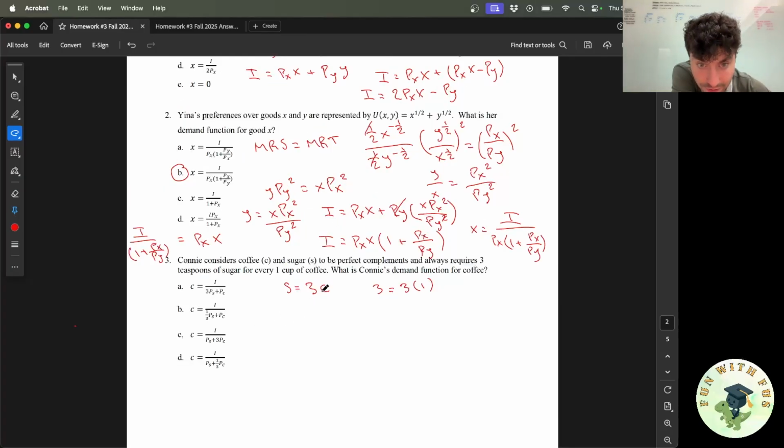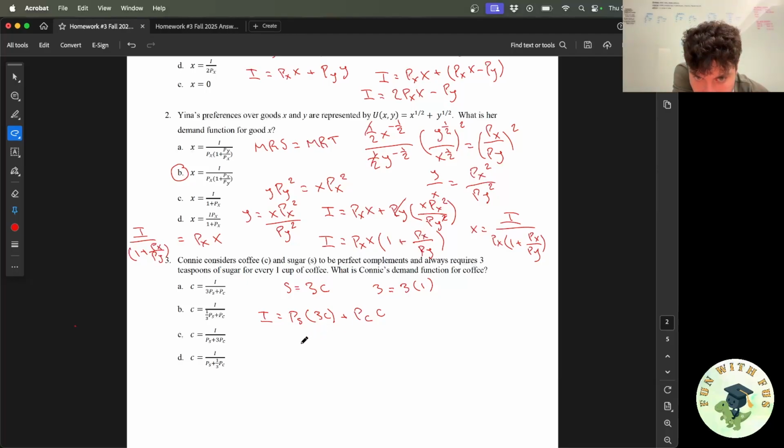But from here, we'll notice that we already have our S and C. We don't even need to go any further with MRS equals MRT type stuff. So I know that if I just plug it into the income, then I will get the price of S times S, and S was 3C, plus the price of C times C. So I think this is literally all we need, because then we'll isolate for C and everything will be super fine and dandy.